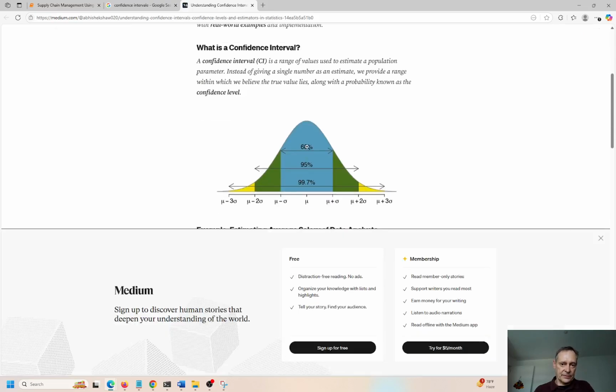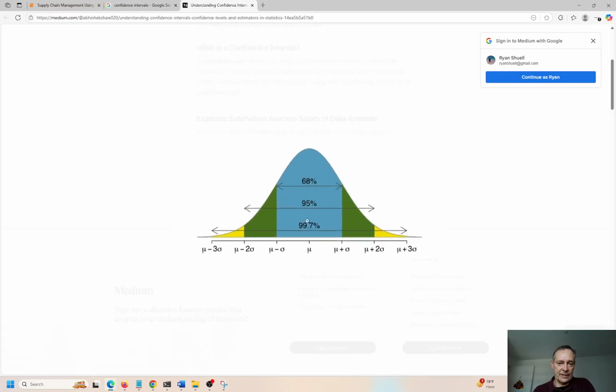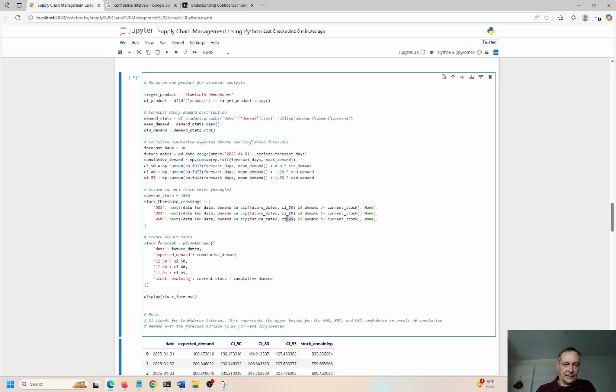So 1 confidence interval is 68% of the standard normal distribution curve. 2 standard deviations from the mean is 95%, and 3 is 99.7. So 3 standard deviations from the mean covers 99% of the scenarios that you'll see in the standard normal distribution. So it's 0.3% of the time it's greater than 3 standard deviations positive or less than 3 standard deviations negative. That's how we get the confidence interval at 95, at 80, and at 50.